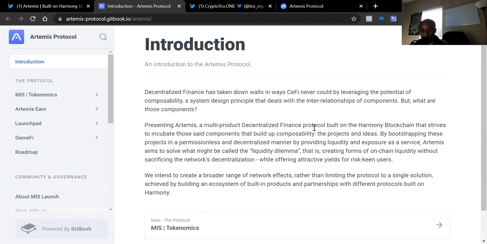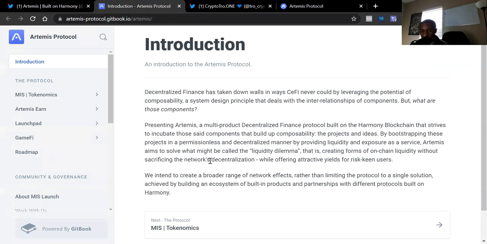We see the introduction. We see pretty much decentralized finance has taken down walls in ways CeFi never could by leveraging the potential of composability, a system design principle that deals with the interrelationships of components. But what are the components? Presenting ARTEMIS, a multi-product decentralized finance protocol built on the Harmony One blockchain that strives to incubate those said components that build up composability, the projects and ideas, by bootstrapping these projects in a permissionless and decentralized manner by providing liquidity and exposure as a service.